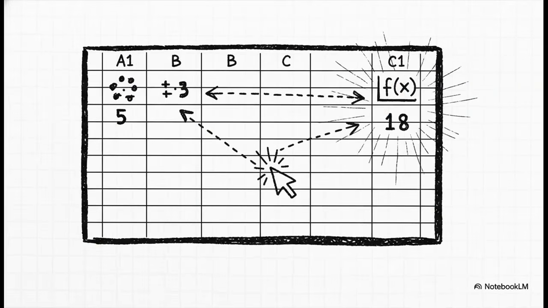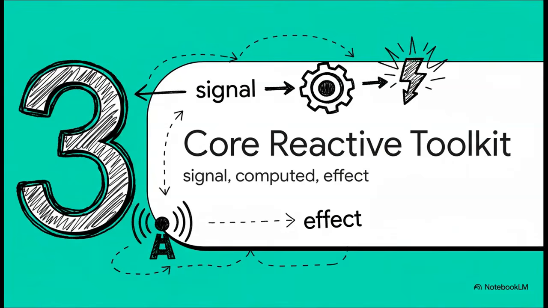Okay, the absolute best way to understand this is to think of a spreadsheet. Seriously, a signal is like a single cell, say A1, where you just type a value. A computed is like another cell, C1, that has a formula in it, like equals A1 plus B1. Now, when you change the number in A1, what happens to C1? It just updates, automatically. You don't have to tell it to. That is reactivity.